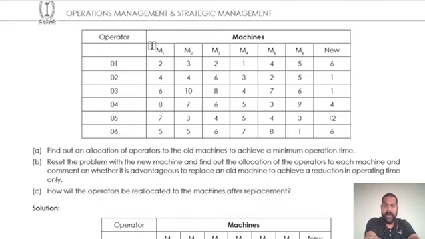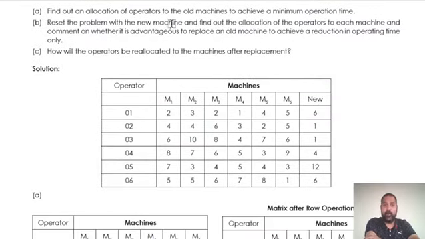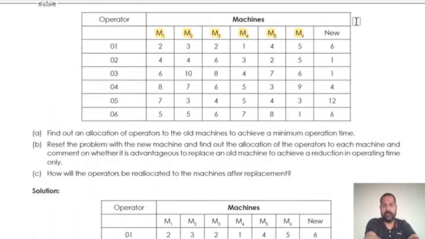Operator, 6 operators, and M1, M2, M3, M4, M5, M6 are your old machines, and this new is your new machine. What do you want me to do? A. Find out an allocation of operations to the old machines to achieve a minimum operation time. Fantastic. So you want me to allocate a machine to a certain operator so that the total time to do these 6 jobs is minimum, obviously, because it's time. And you have to do this for the old machines. You don't have to do this with the new machine. So exclude the new machine for now. Fine. That is question number 1.